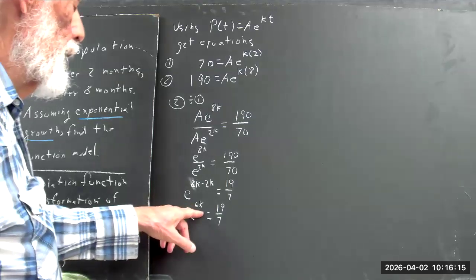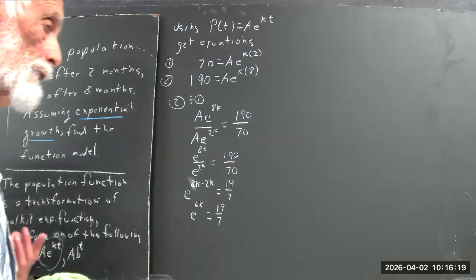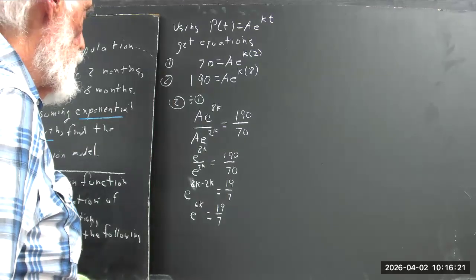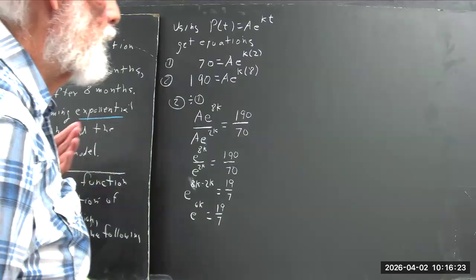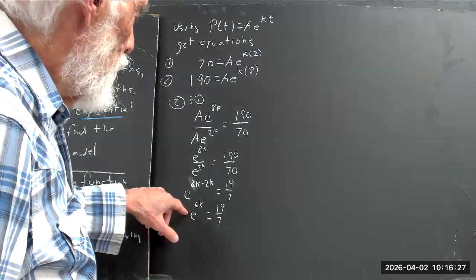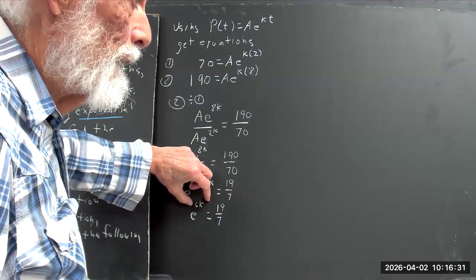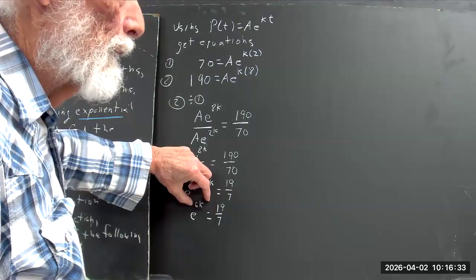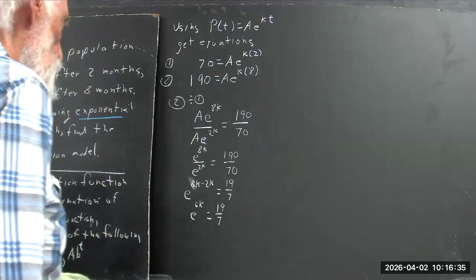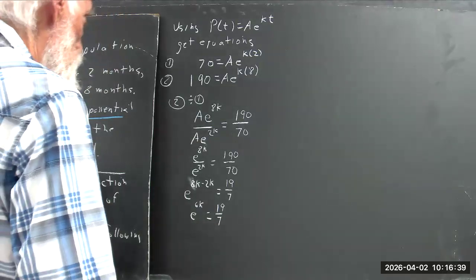Okay. How are we going to solve this for k? It was easy to solve for k in the previous problem. It was easy to solve for b in the previous problem. But solving for k, we have k in the exponent of an exponential function. So what do we do? Well, we use the conversion to logarithmic form.